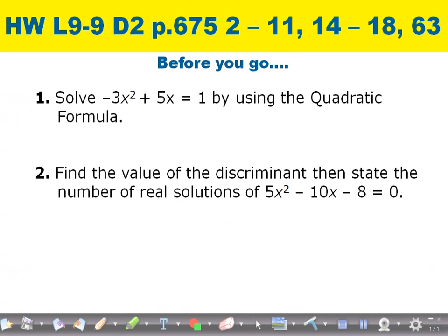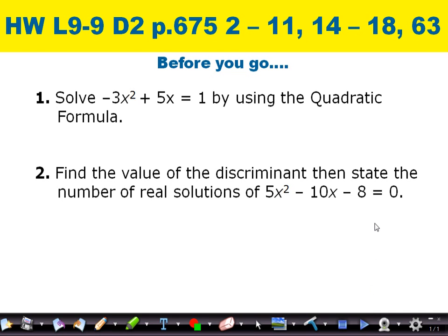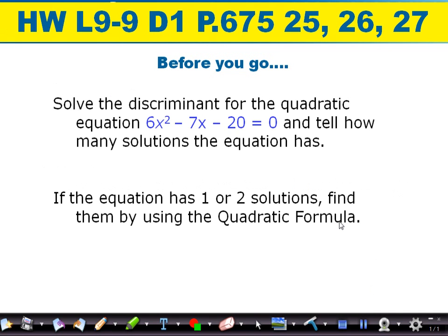Go ahead and get out a sheet of paper and go ahead and write down the assignment. It's 9-9 day, or actually it's just 9-9 day 2. Hold on. Oh yeah, sorry about that. I almost gave you the homework assignment for the second day and not the first day. So this is 9-9 day 1. So go ahead and write this one down. It's page 675. You're going to do number 25, 26, and 27. So go ahead and have that written on a sheet of paper so that you're ready to go tomorrow.